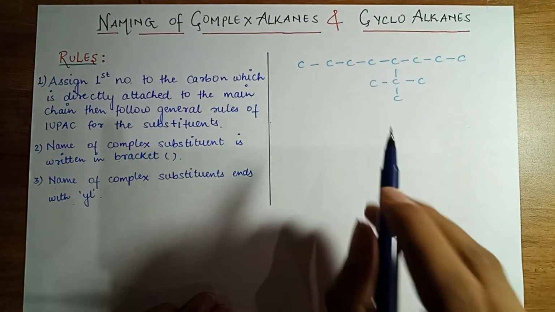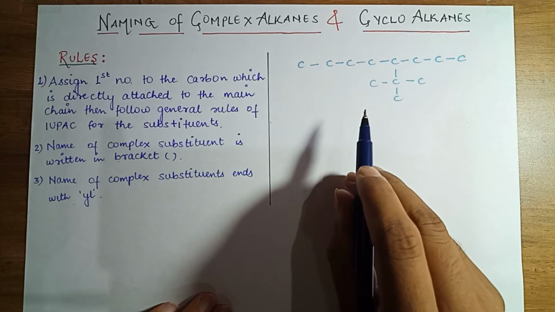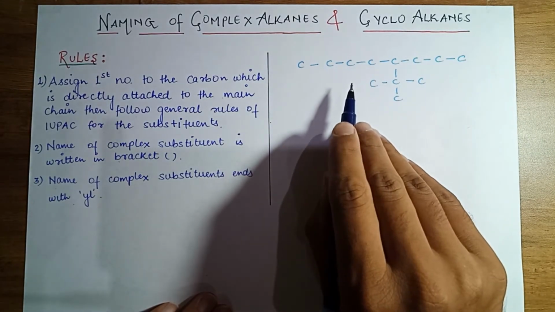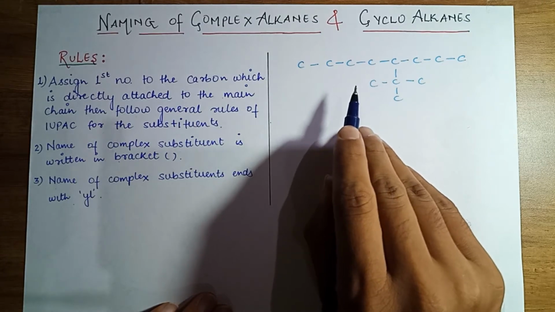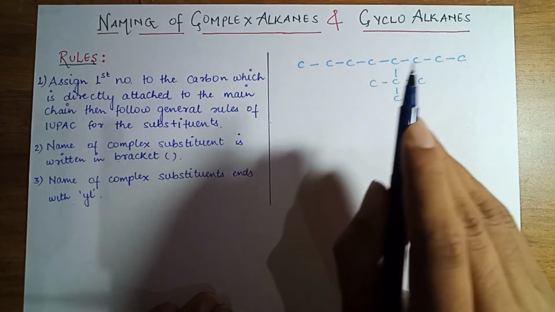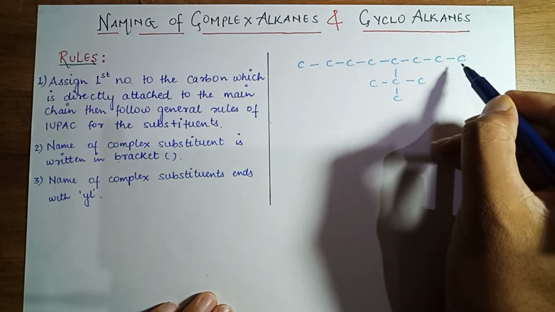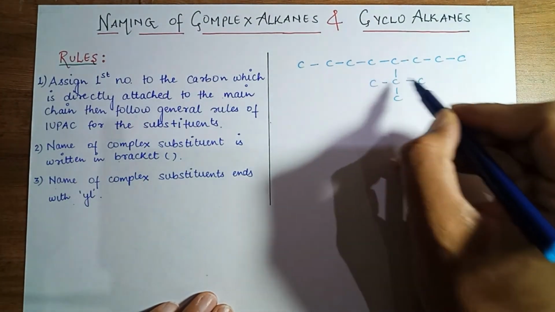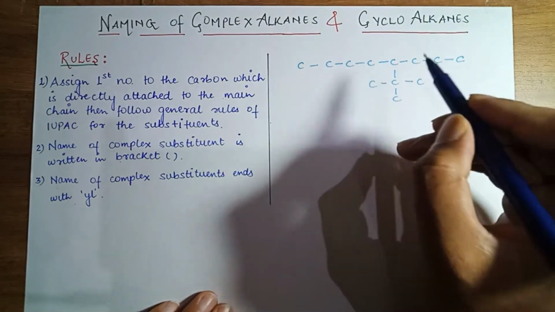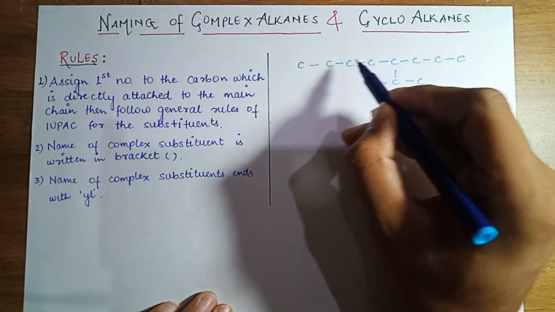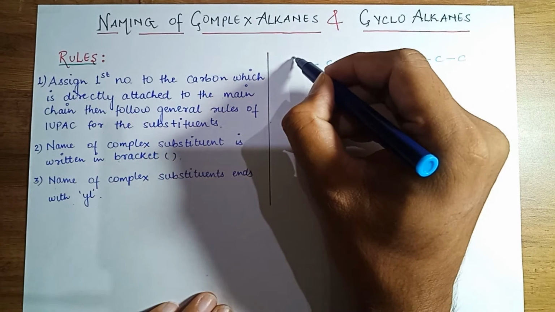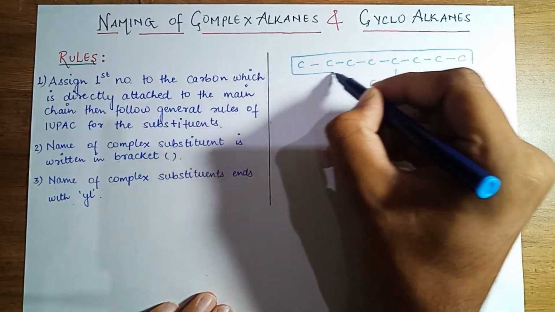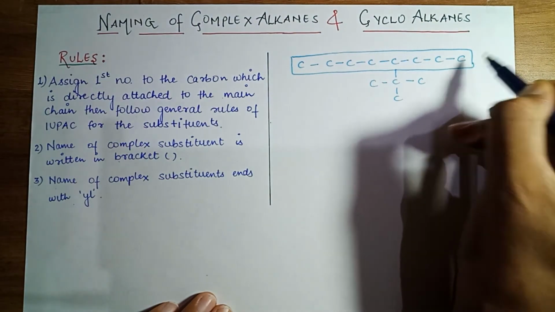As we have discussed in part 1, in order to give the IUPAC name to the following compound, we will select the longest carbon-carbon continuous chain. In this case, the longest carbon-carbon chain is 1 2 3 4 5 6 7 8. So the chain with 8 carbons is the longest carbon-carbon chain.